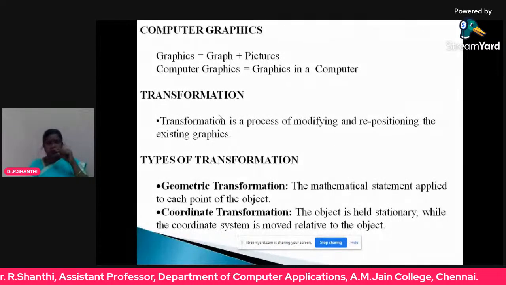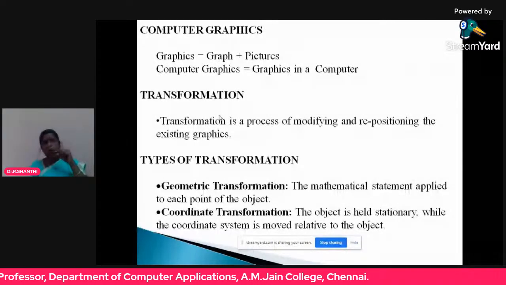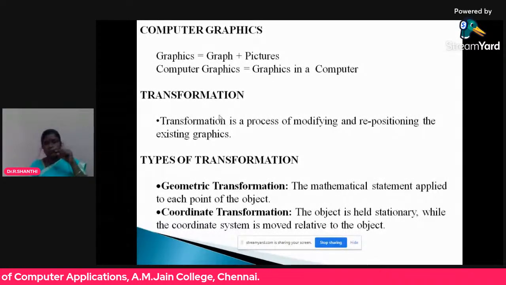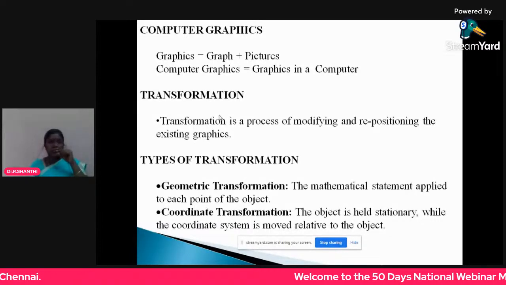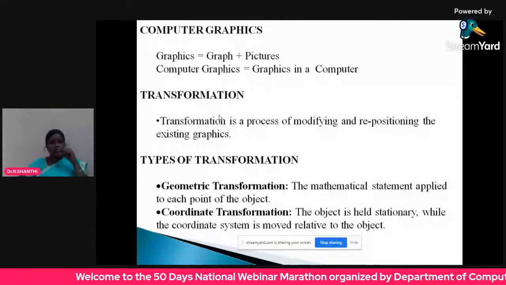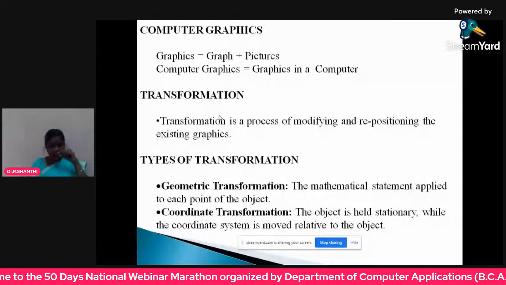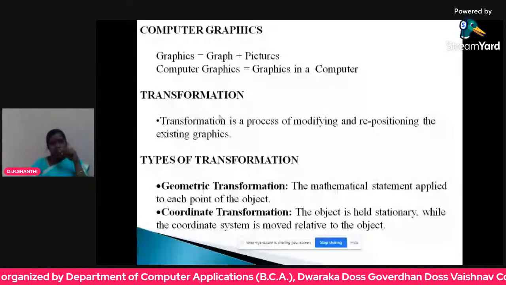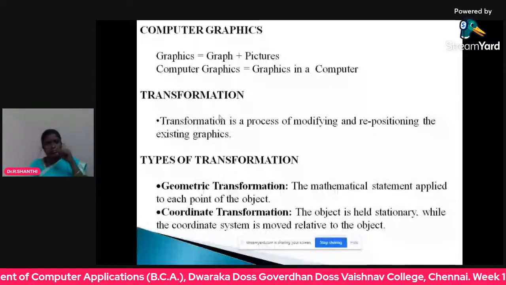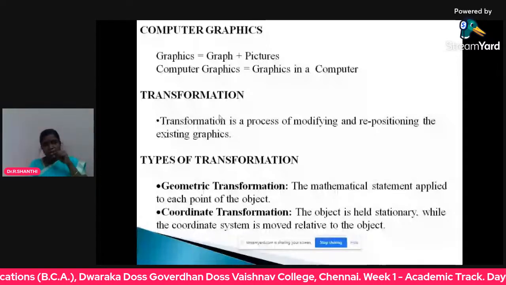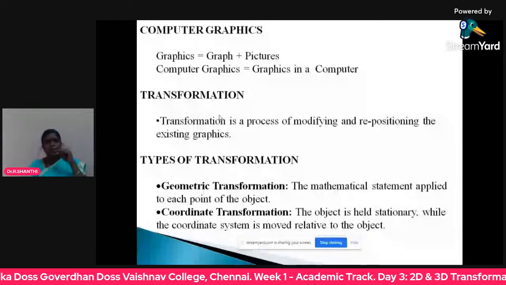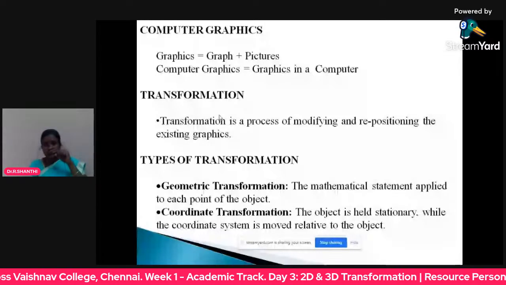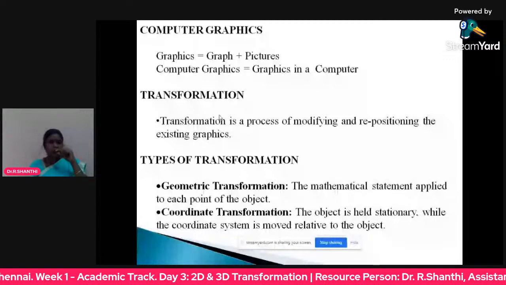Simply you are going for a freehand drawing, right? Suppose I plot a point. If I take a graph and plot the x-axis and y-axis, so that the picture is placed in some location, then you call it a graph. So graph is the combination of the x-axis and y-axis. Graph plus pictures, you call it graphics. So computer graphics is nothing but, with the help of the computer, you are going to do the graphics. This is the basic we should know about computer graphics.